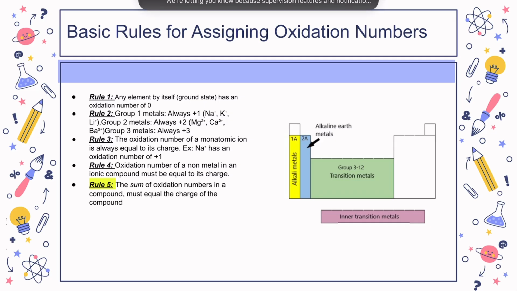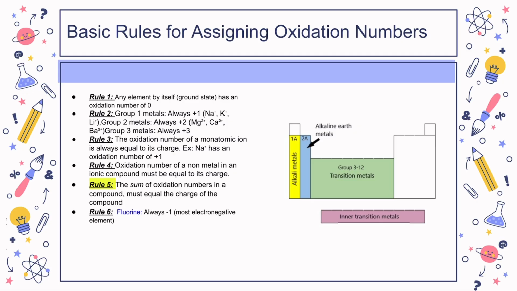Now, Rule 5 is probably the most used and important rule for assigning oxidation numbers, and that is that the sum of oxidation numbers in a compound, no matter how complex that compound is, must equal the charge of the compound. And in most cases, that's going to be 0. And again, this is the most used rule. What I say to most people doing this for the first time is, if you notice that none of the other rules apply, you're probably going to need to exercise Rule 5 for that particular element.